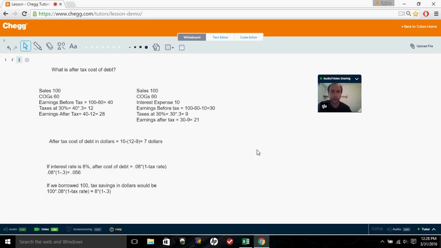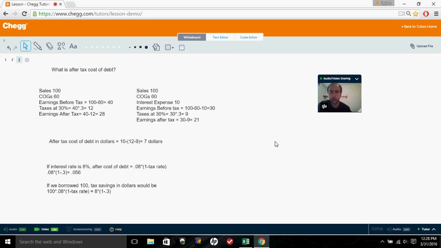Now let's say we had interest expense because we got some debt. So let's say our interest expense amounts to $10. That goes on the income statement, and it goes before taxes. So any amount of interest expense we have reduces the amount of taxes we pay. So in this case, we'd have 100 minus 60 minus 10, or $30 in earnings before tax. That would be taxed at the 30% to give us $9 in taxes. So because we had this interest expense on our books, we paid 12 minus 9, or $3 less in taxes.